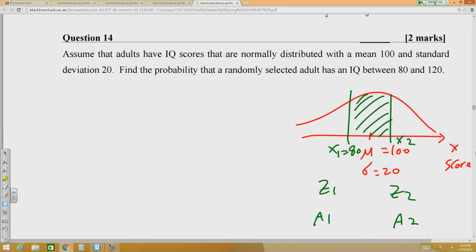What is the area between them? It's actually area 2 minus area 1. Why is that? Because remember, the table gives you area 1, which is to the left of x1, coming from minus infinity to here. And the table also gives you area 2, which is from minus infinity to x2. So if you want the area between x1 and x2, just subtract the areas. Does it make sense?